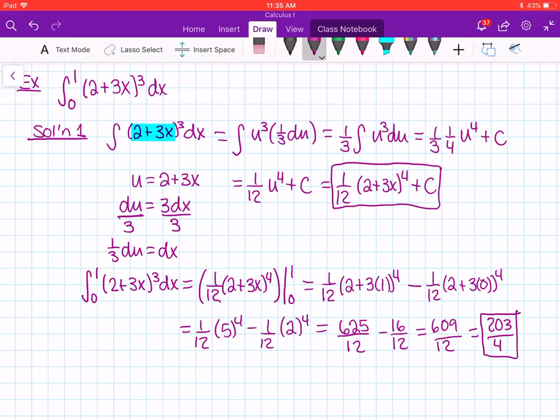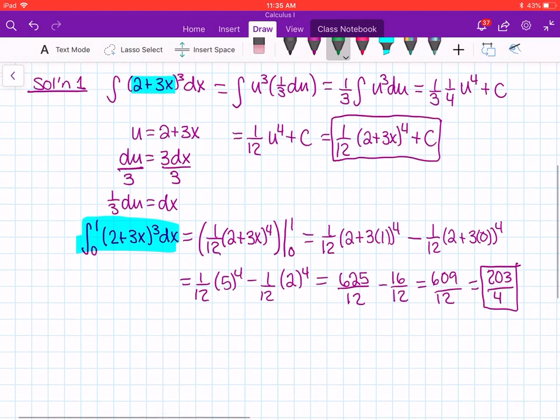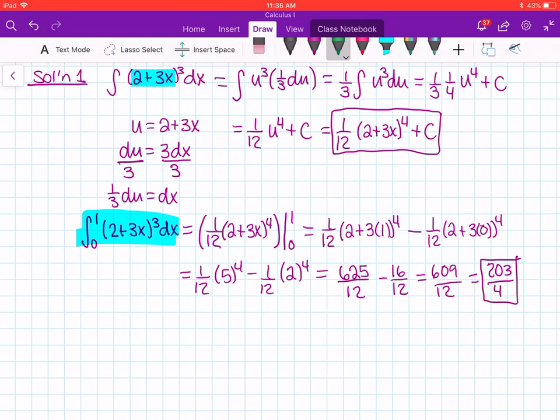Okay, so this way you drop the limits of integration and continue on. And then at the end there, you have to put back your limits of integration and then do the fundamental theorem and get a complete answer. Now let's do solution number 2. And this is nice because either way you want to complete this, you'll get the same answer. So it's really a preference.